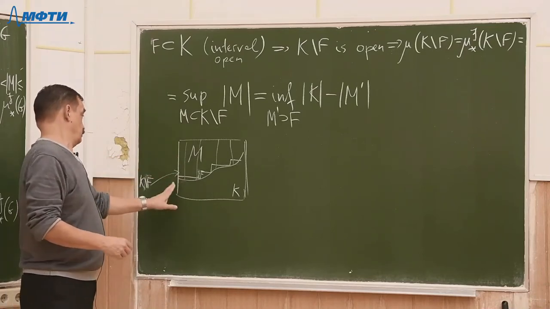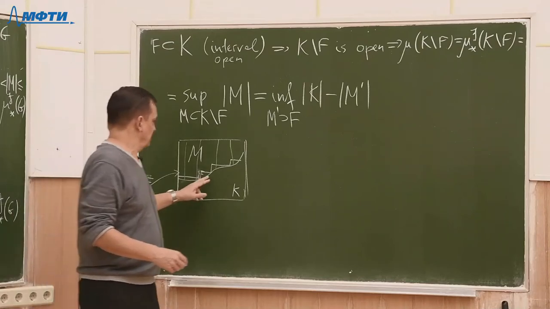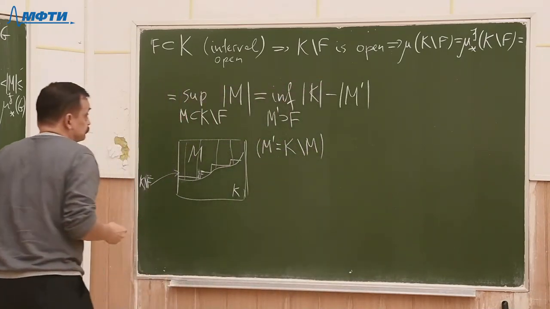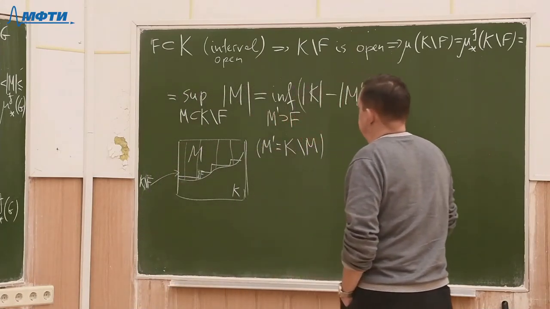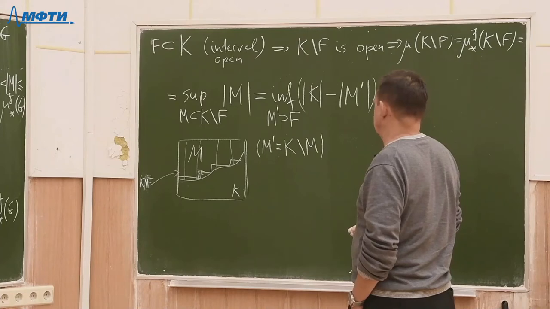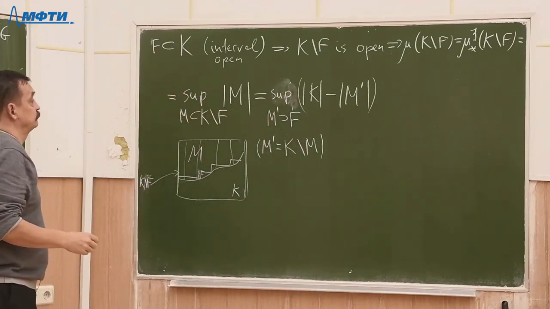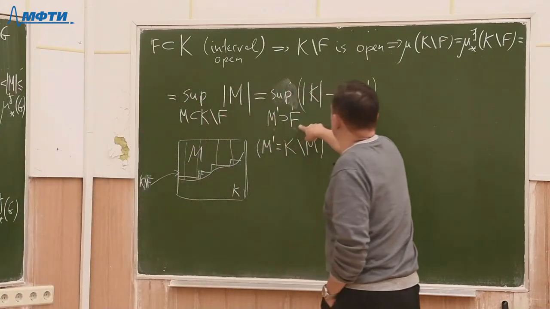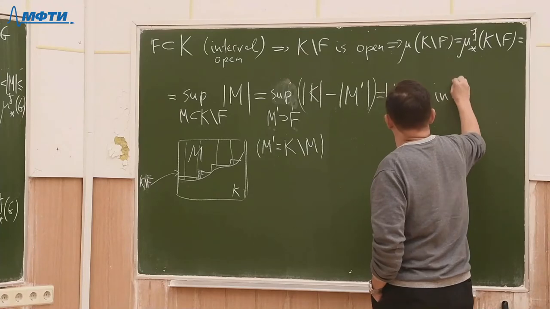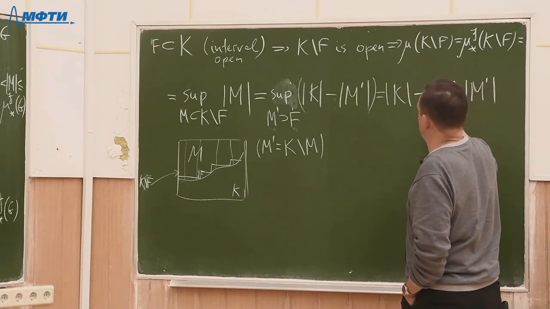So what is above our curve is K minus F. Hence, what is below is F. And M prime is, by the definition, K minus M. That is, again, an elementary set. Something wrong. Firstly, I should write here supremum. And of course, supremum is taken over all M prime which contain F. So supremum of minuses is equal to infimum of M primes for all M prime which contain F.